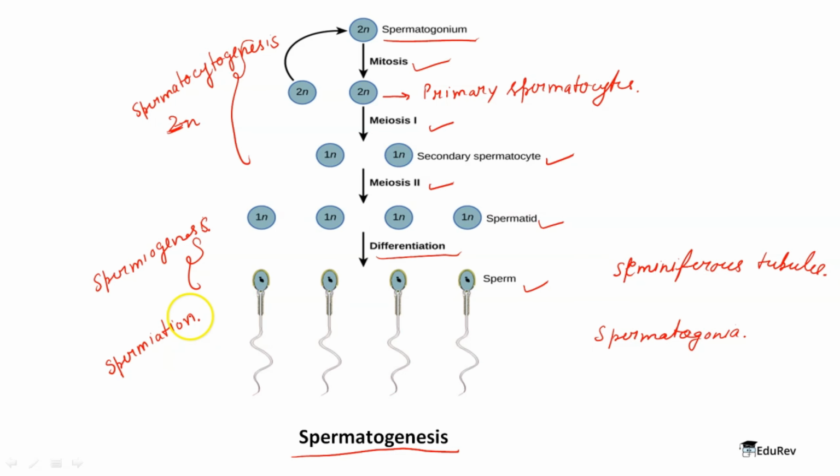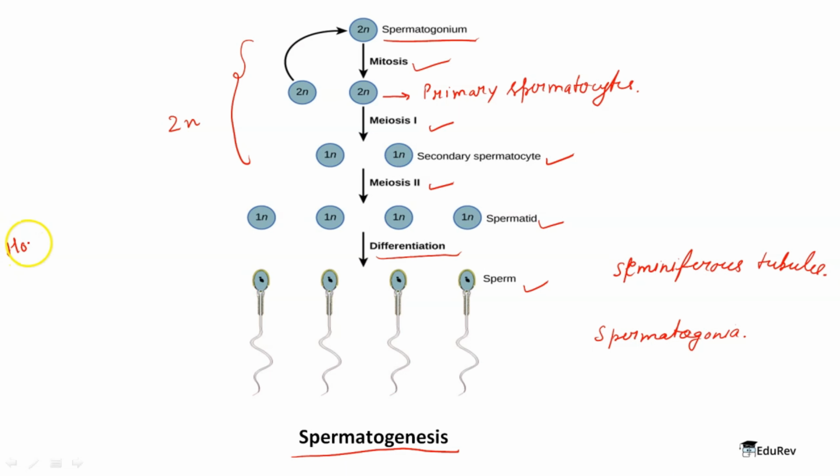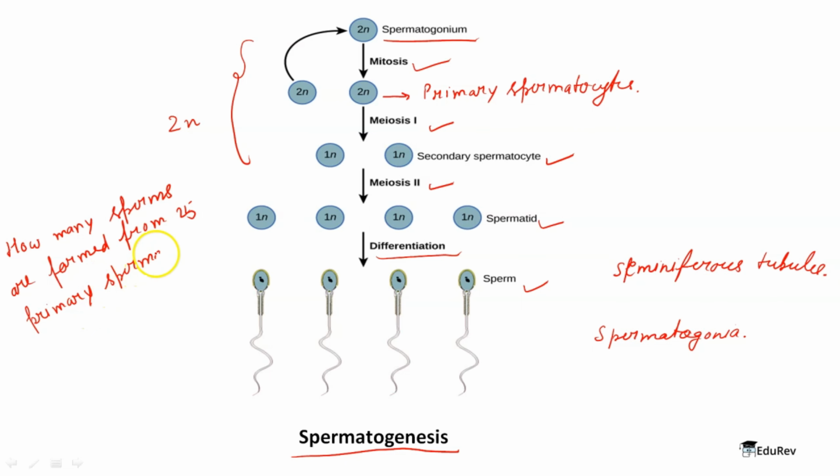Now I'm going to ask a question. How many sperms are formed from 25 primary spermatocytes? Okay, so this is a very interesting question.